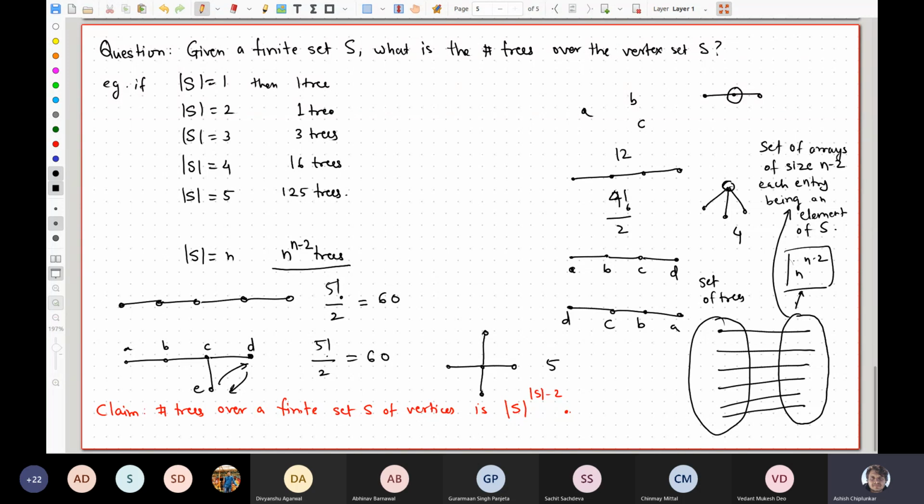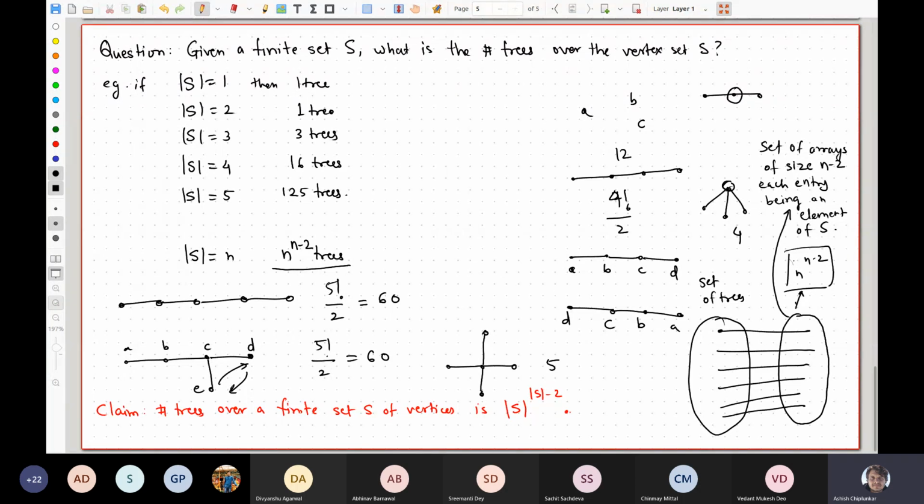Yes, Shrimanti. Sir, when we say set of arrays of size n minus 2, what kind of trees do we mean? Each element being an element of S, so what kind of tree are we constructing? So we'll see that. Just understand the two sets for now. We'll see the bijection between them. Don't worry. It's not so easy that I can explain it in a minute. Okay, so it's a bit involved. We are going to see it.